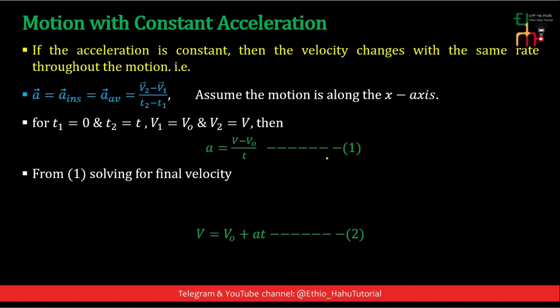To get the second equation, solve for v. From this, a is equal to (v minus v0) divided by t. Multiplying both sides by t, v minus v0 is equal to at. When we bring minus v0 to the right, v is equal to v0 plus at. This is our second equation.